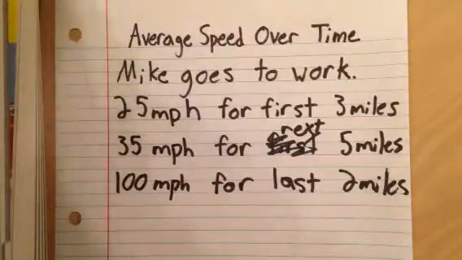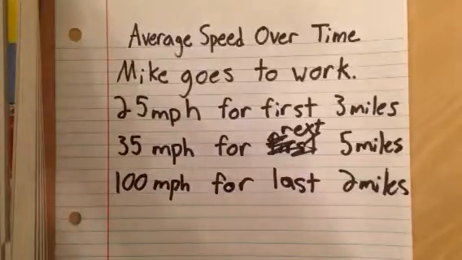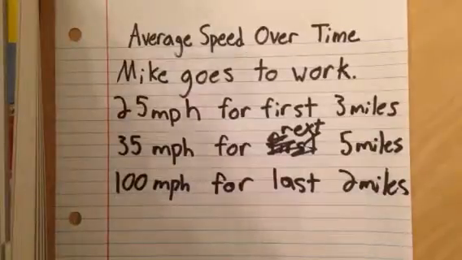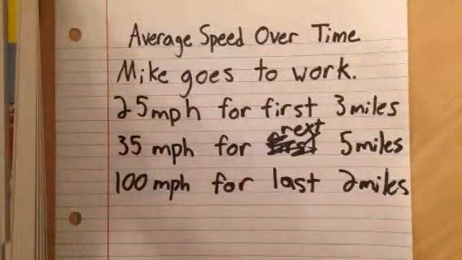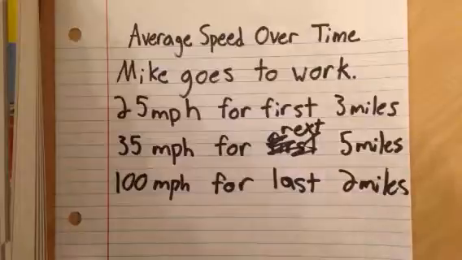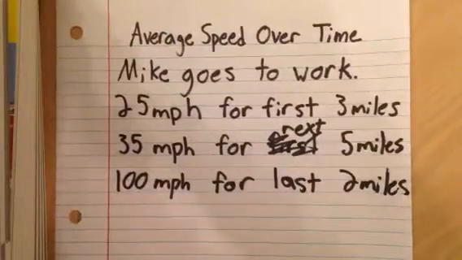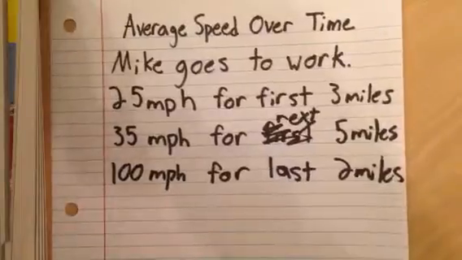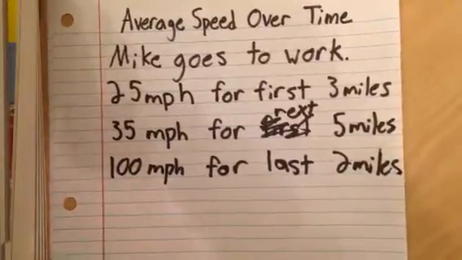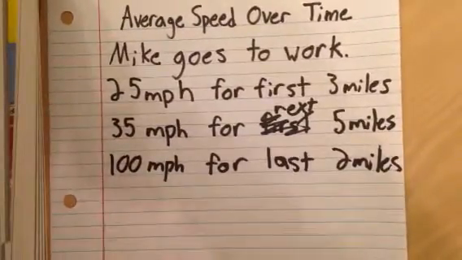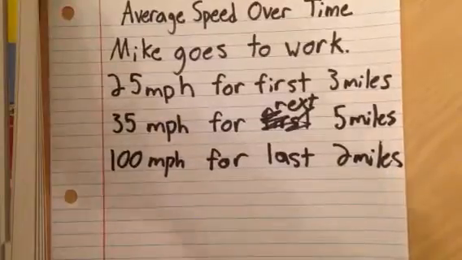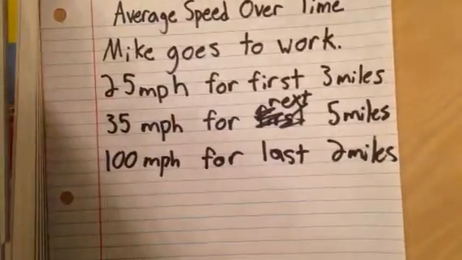So when you first see something like this, where it says Mike goes to work, his trip is about 10 miles, and you have to determine the average speed, and this will be over time, even though it doesn't say it. So let's get started. He goes to work. He goes 25 miles an hour for the first 3 miles, 35 miles an hour for the next 5 miles, and he speeds it up a little bit, goes 100 miles an hour for the last 2 miles.